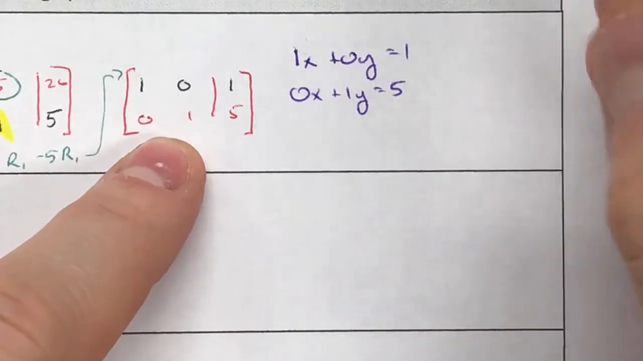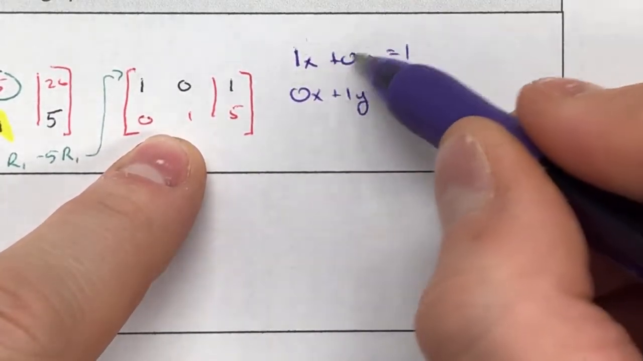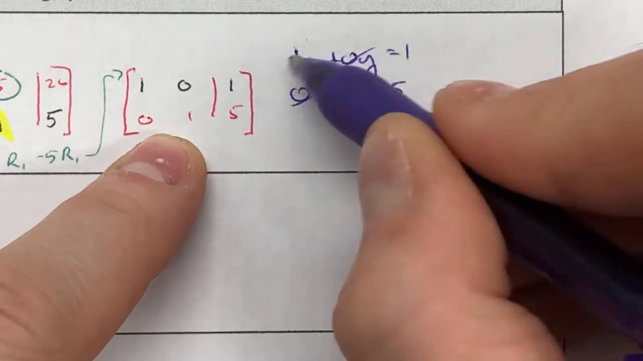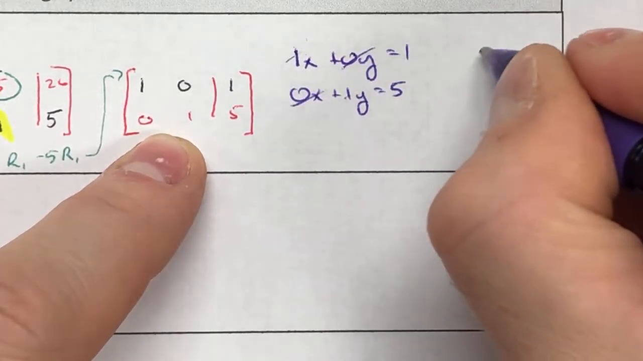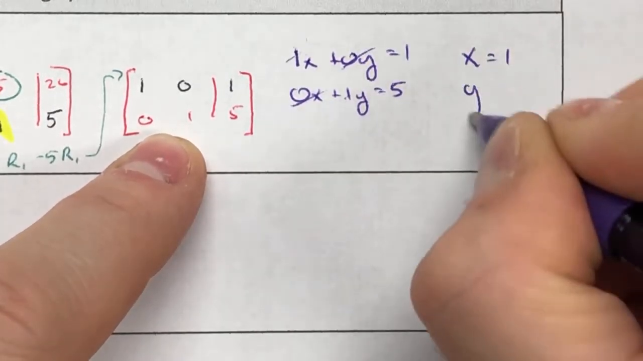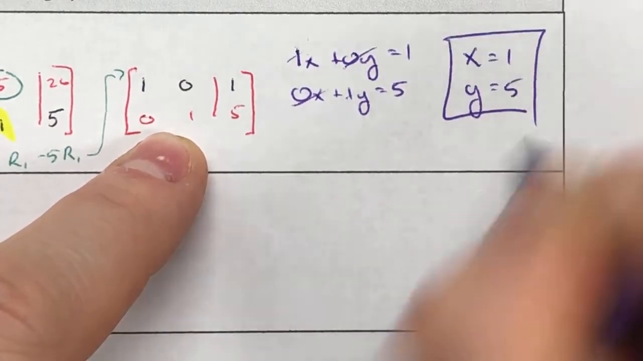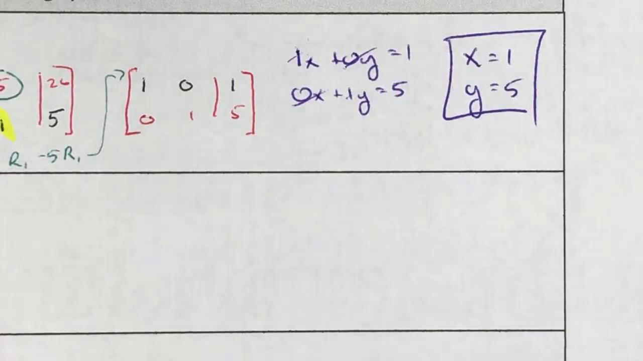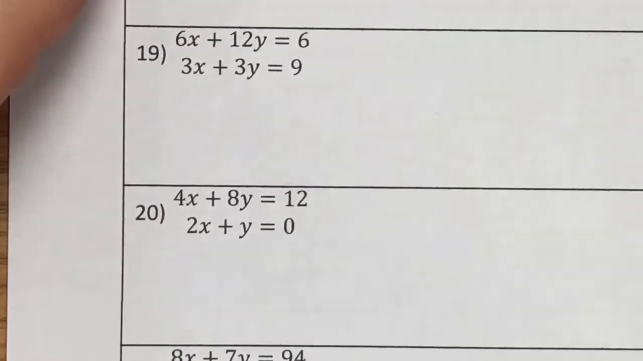But an easier way to interpret this is just to say, well, you know what? We won't normally write the zeros, and we don't normally write the ones, so that's saying x is equal to 1, and y is equal to 5. Boom. That's all you have to do to solve the system. So let's try another one, but a little faster paced. Let's try number 19.